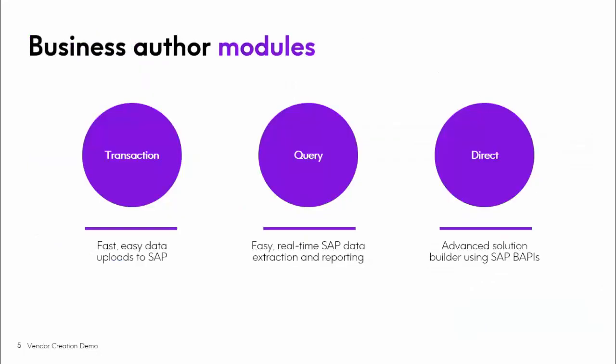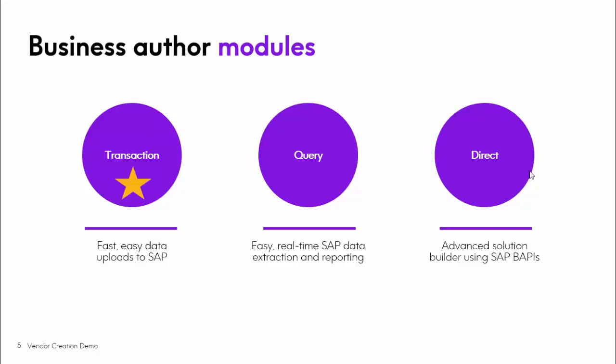From the business author side, there are 3 modules and ways to interact with SAP. We can leverage transactions, automate just about any transaction within SAP. Query allows you to extract data out of the back end, both for operational type reporting and also to extract data prior to updating. You can also create automations with SAP using the many BAPIs and remote enabled function modules that are out there in the system. It's a very efficient way to interact with SAP.